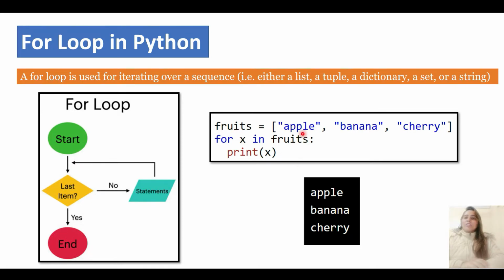For example, fruits here are apple, banana and cherry. This is a list. So for x in fruits, print x. This means please print the particular item in the list and it will do so. It will print apple, banana and cherry.